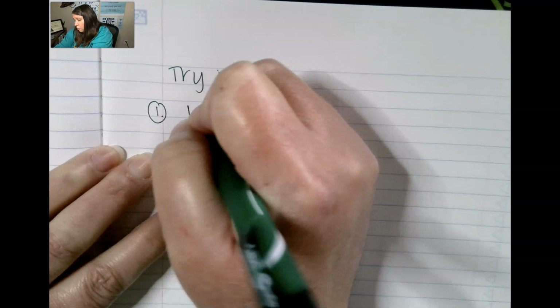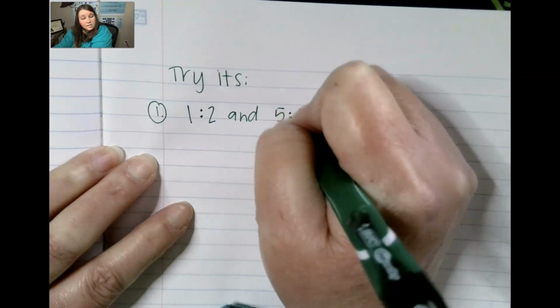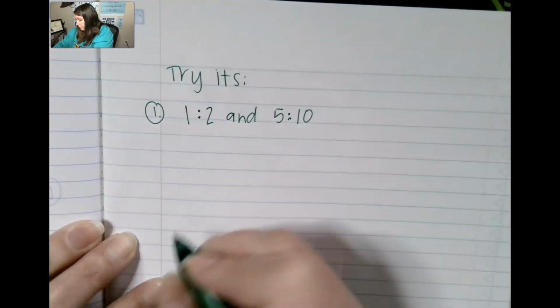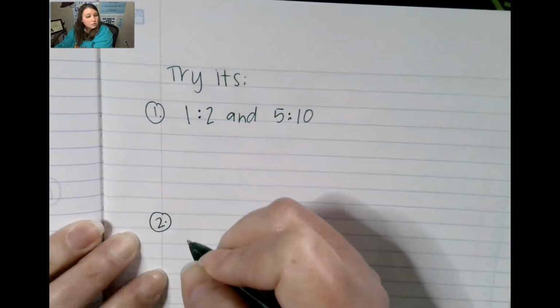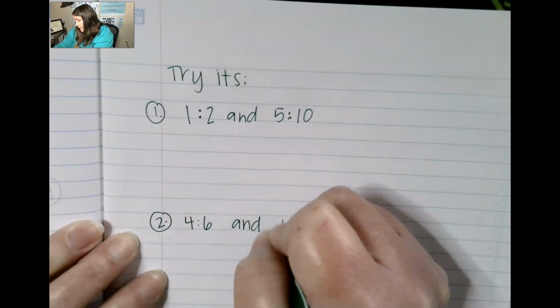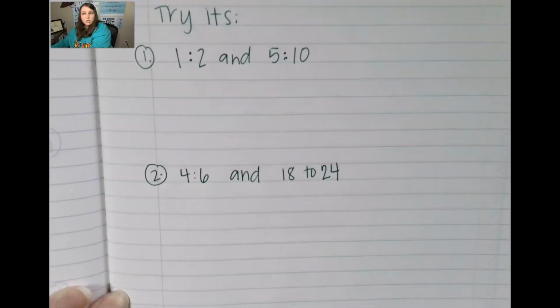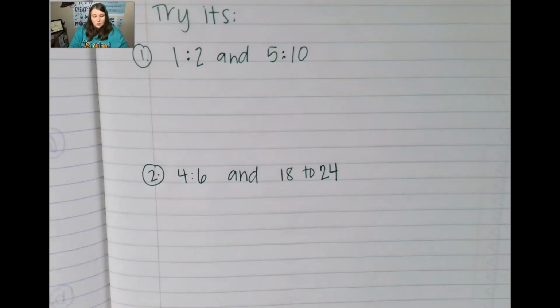All right. So on our try-its, you are going to determine if they are a proportion or not. So try-it number 1, I want you to compare the value of 1 to 2 and 5 to 10. Does this make a proportion? And number 2, this ratio here of 4 to 6 and 18 to 24. Do these create a proportion? So go ahead and hit pause right now so you don't hear me solving, and then when you're ready, come on back and hit play.